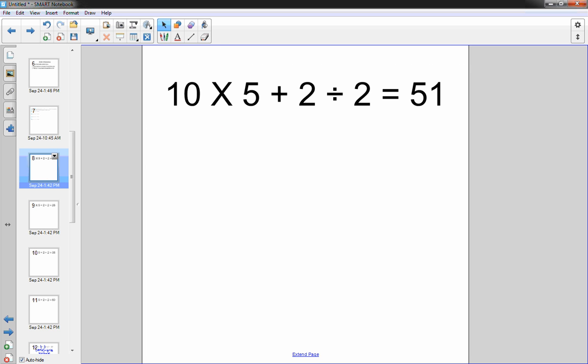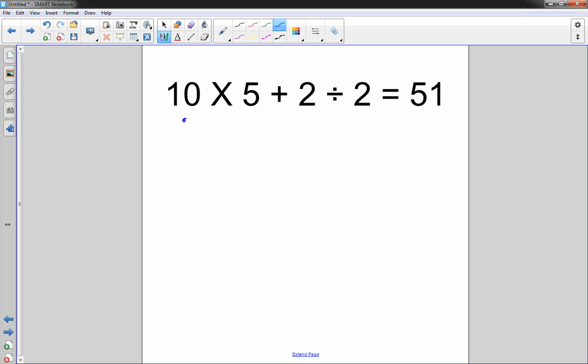So here's one of them. I have to find a way to use parentheses to make this statement true. So I'm going to use my thoughts here of order of operations to try to solve this problem. Well, I do know that 10 times 5 is 50. So I think I'm going to put those in parentheses. And I do know that 2 divided by 2 is 1. So if I put that in parentheses, this statement should be true.